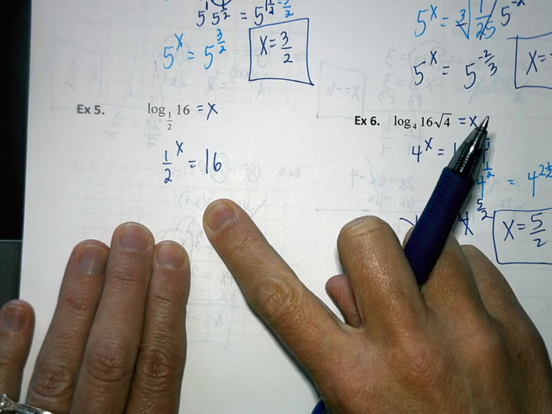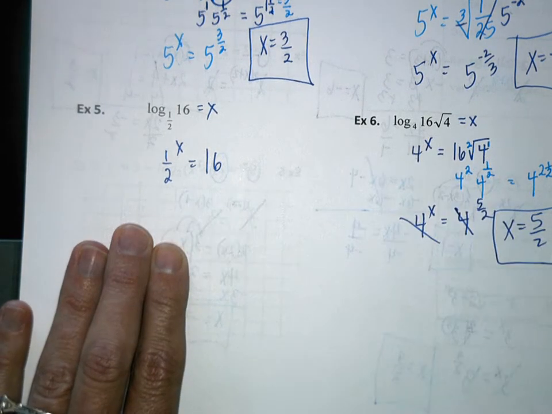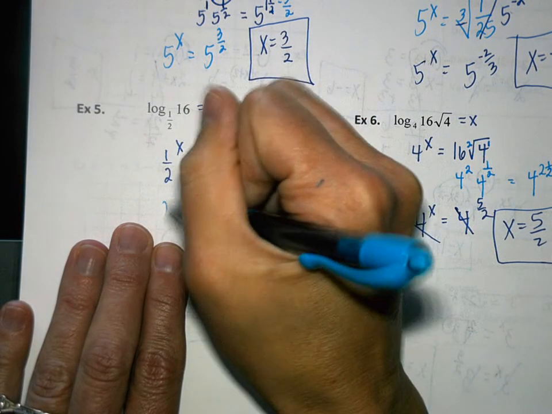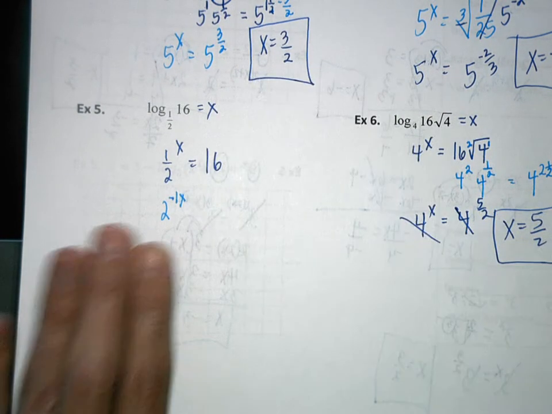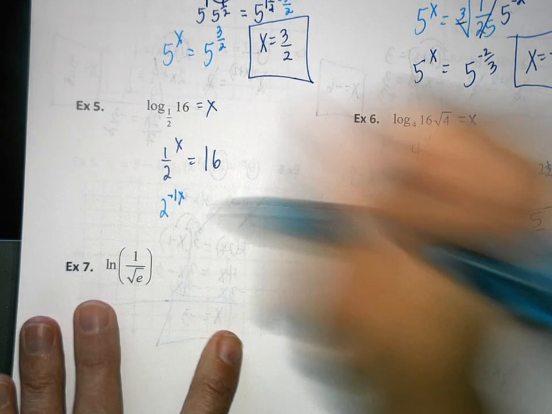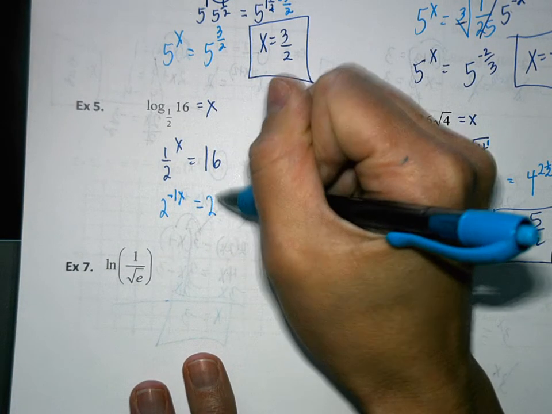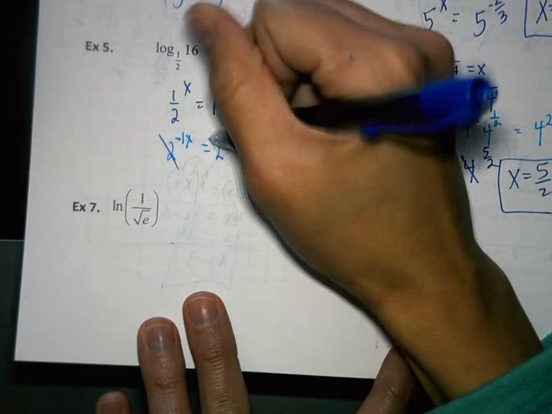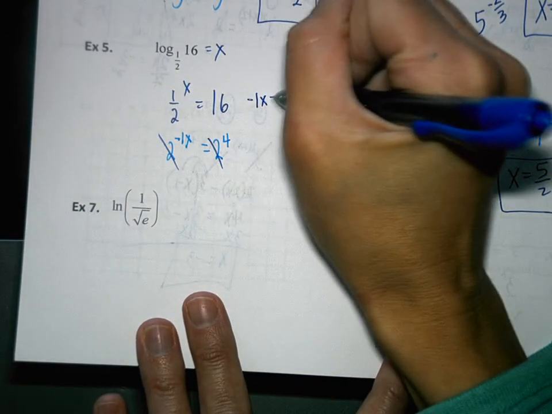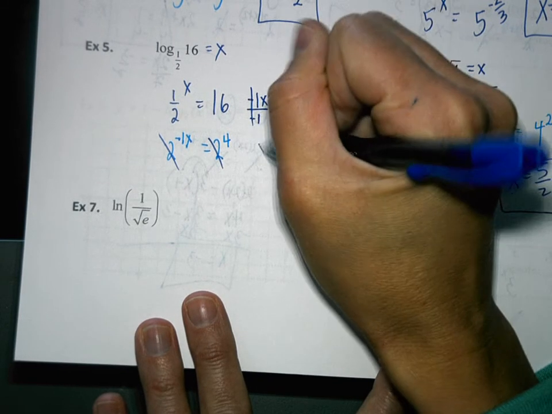What base am I going to use? 2. So I'm going to change 1/2 to be what? 2 to the -1. To the -1, and since I have an x there, it'll be -1x. And 16 is going to be 2 to the 4th. Good. We can then drop the bases. We get -1x equals 4. Divide by -1 to both sides, and x equals -4.